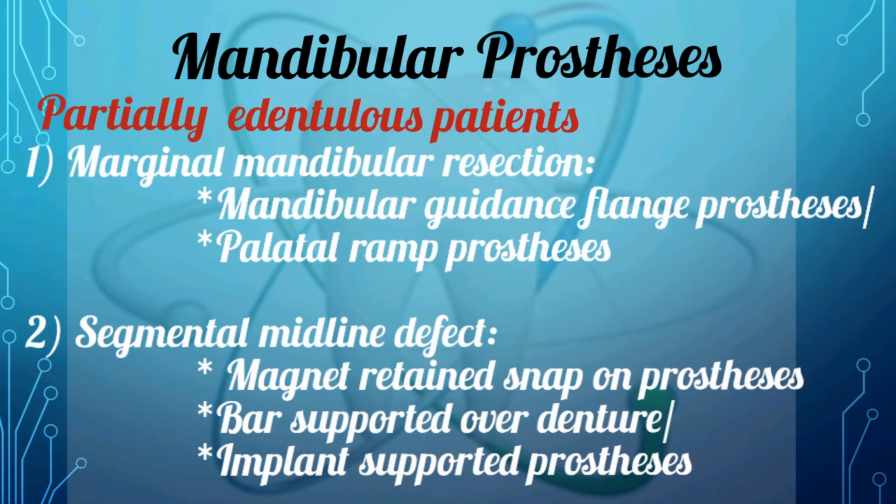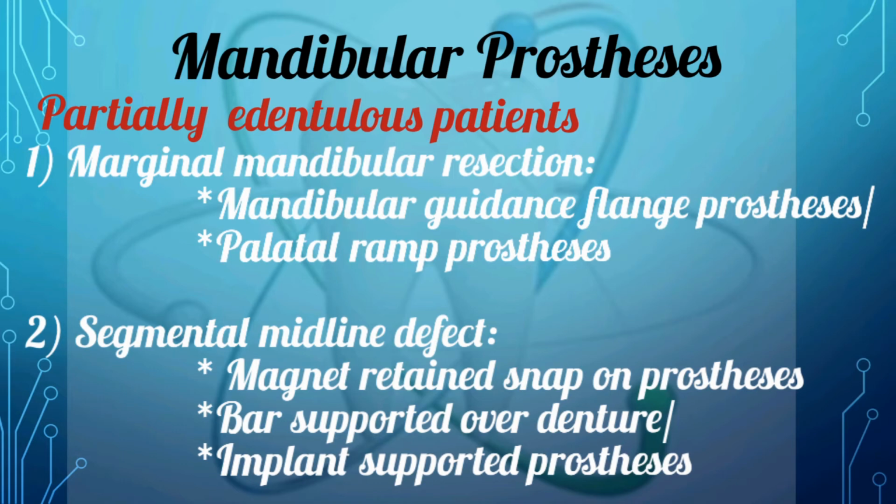Next comes the prosthetic rehabilitation of partially edentulous mandibular defects. Here, three prostheses can be used. For marginal mandibular resection, a mandibular guidance flange prosthesis or a palatal ramp prosthesis can be fabricated. For segmental midline defect, a magnet retained snap-on prosthesis, a bar supported overdenture or an implant supported prosthesis can be given. So that comes to an end of the mandibular defects and their prosthesis.